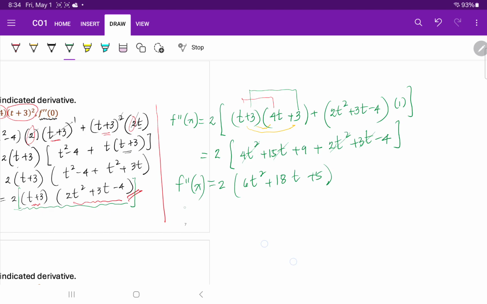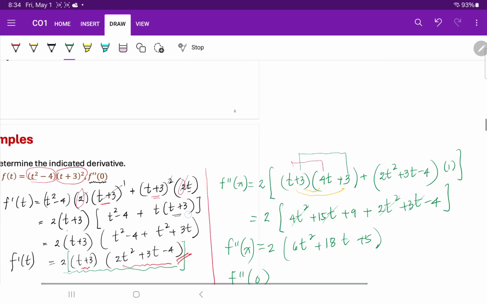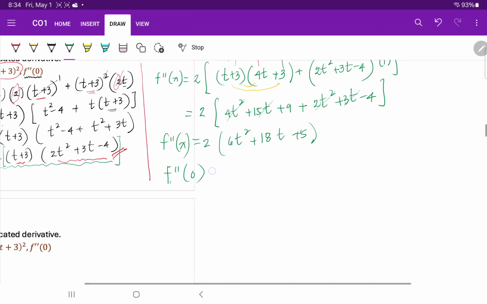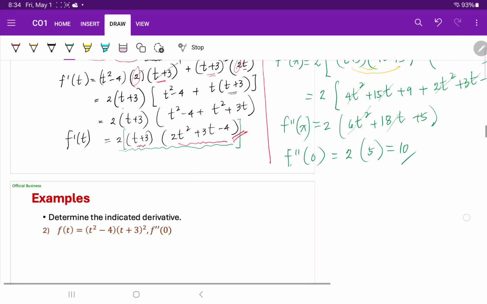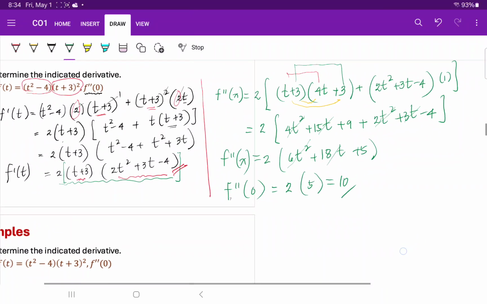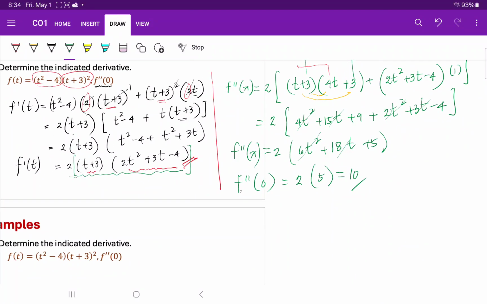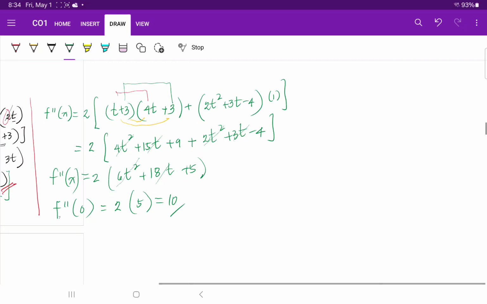Alright? So if you want to find f double prime of 0, that's the one asked here. Then you substitute 0 for all the t that you see here. So this becomes 0, 0, so you have here 5, and the result is 10. Okay? Now, you may also do it this way. Instead of differentiating this one, this is another option.